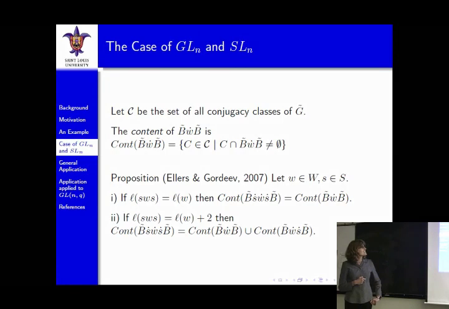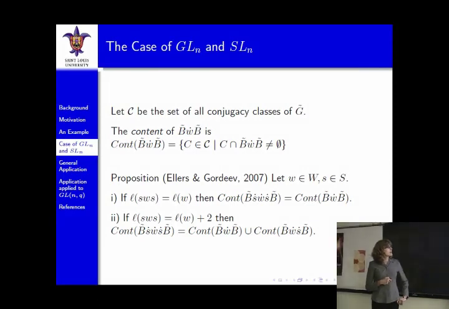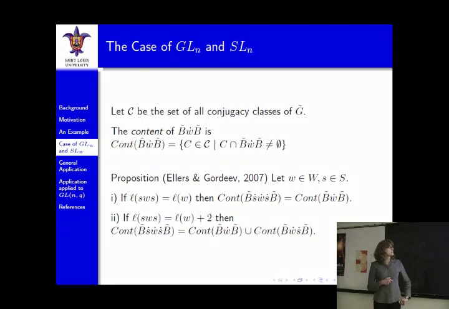So let's let the script C be the set of all conjugacy classes of our algebraic group. The content of a Bruhat cell are those conjugacy classes that intersect non-trivially with our Bruhat cell. What Ehlers and Gordon proved in 2007, I'll have the reference at the end, is if you take an element in your Weyl group and you take a distinguished generator.